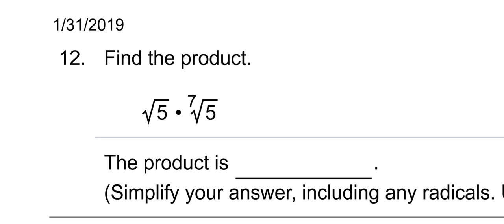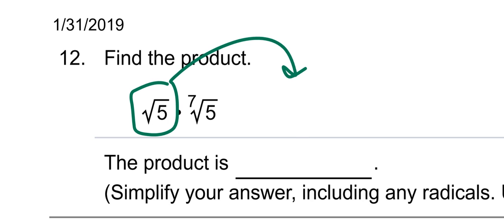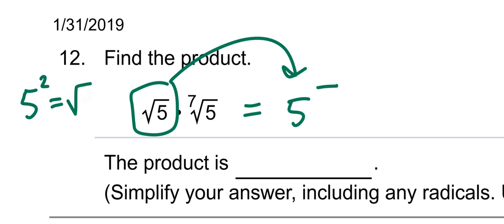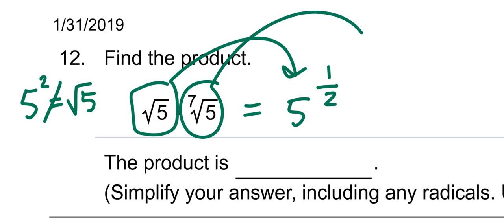Okay, first, I want you to change radical 5 into its fractional exponent. 5 to the what? No, 5 squared and radical 5 are not the same thing. 1/2 is correct, right? Power over the root. Okay, now change the next one. 5 to the 1/7. Okay?